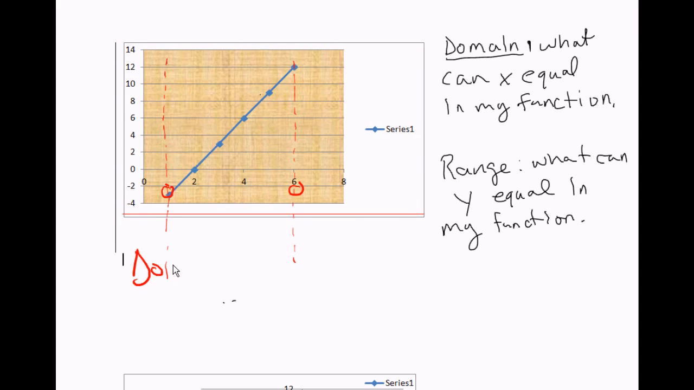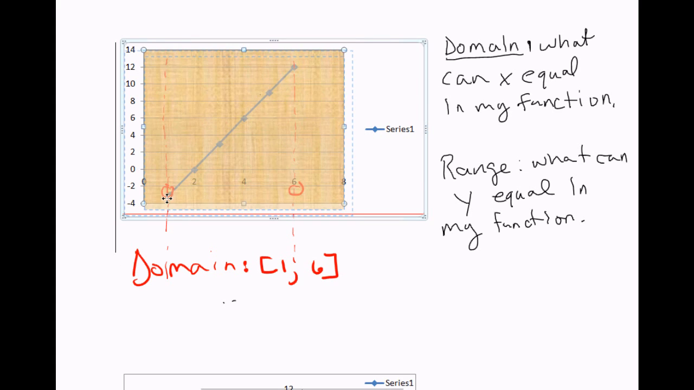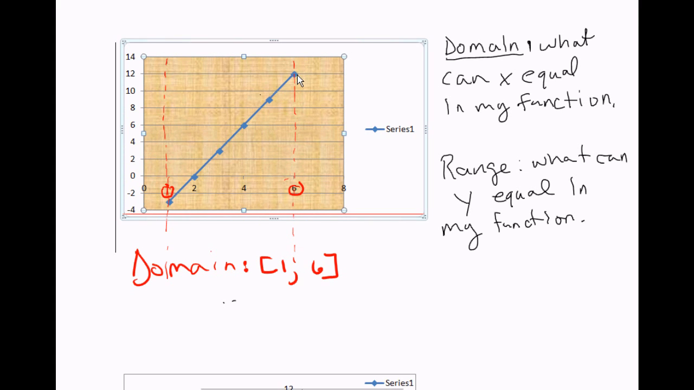So my domain for this graph starts at a positive 1 and ends at 6. Now, since it does equal 6 and it equals 1, we're using brackets. So my domain for a linear equation here, the x's start at 1 on the graph, and they end at positive 6. Now, the range is what can y equal.